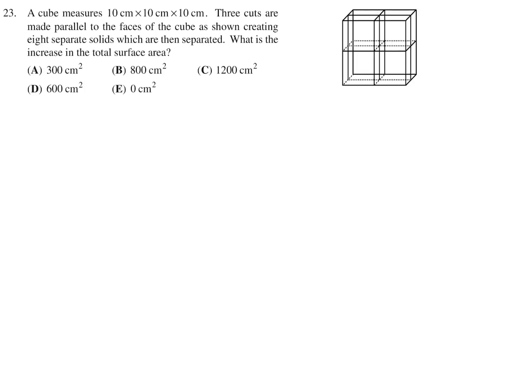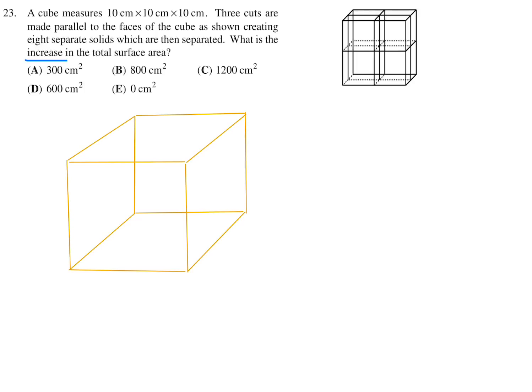A cube measures 10 by 10 by 10. 3 cuts are made parallel to the faces of the cube, as shown, creating 8 separate solids, which are then separated. What is the increase in the total surface area? So let's take this one step at a time. Let's draw a cube and see what happens. So here's our cube, and I've drawn it to make it look more like a 10 by 10 by 10 cube, which is what they say in the question.